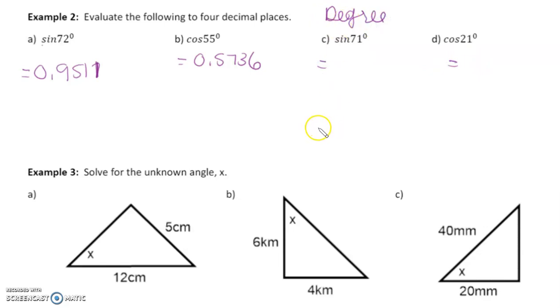Okay, and if you're getting the wrong answers, it may be because you don't have your calculator in degree mode. This is actually usually what I do in class to test the students to see if their calculator is in degree mode, because if they're not getting the same answer as me, I take a look at their calculators. Okay, sine 71.9455 and cos 21.9336.